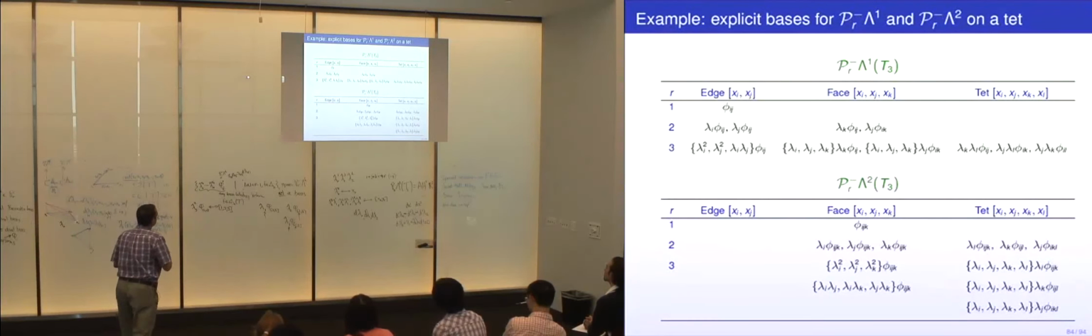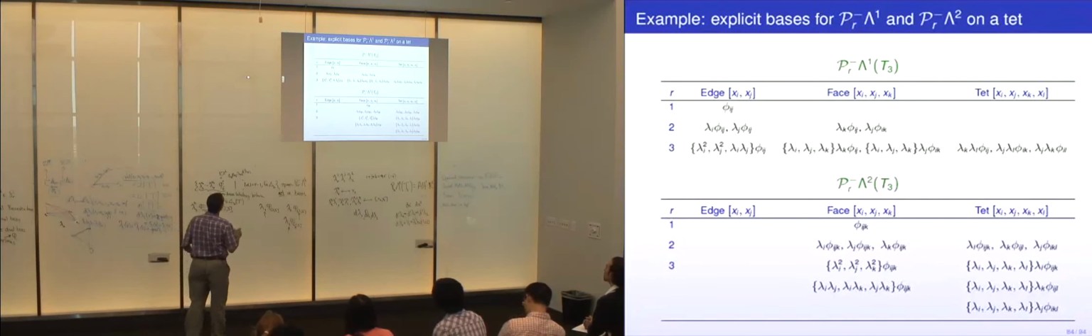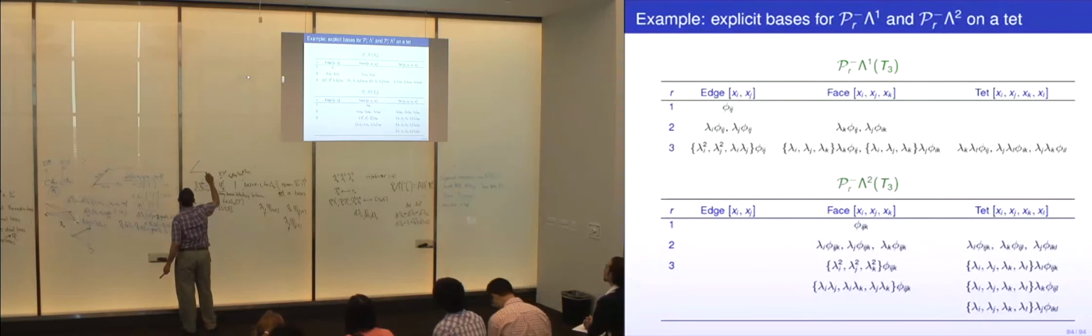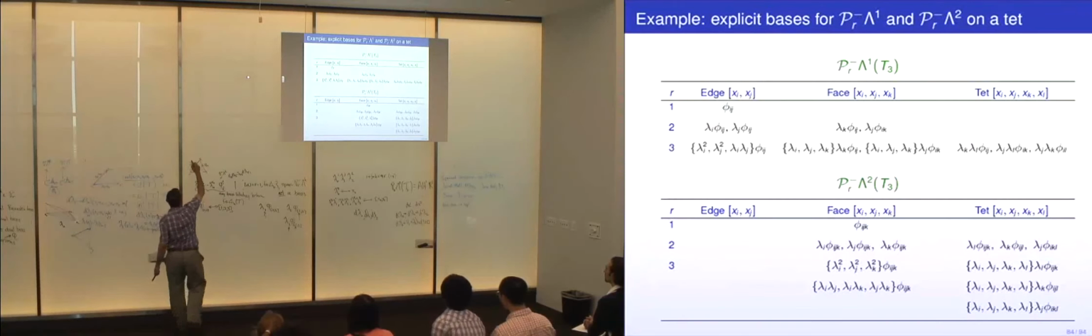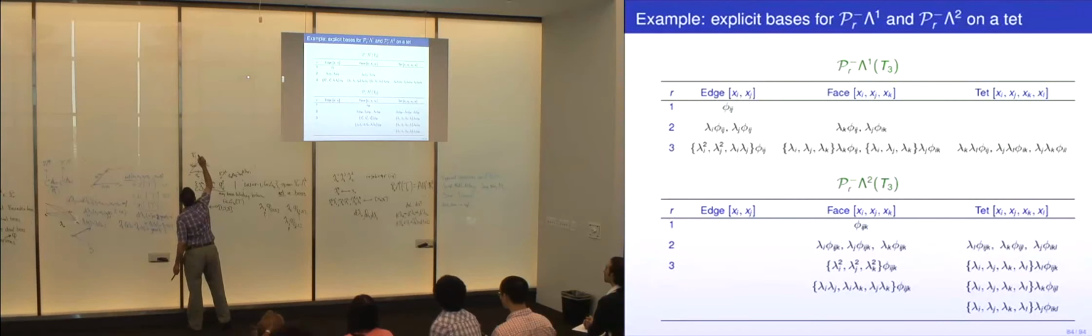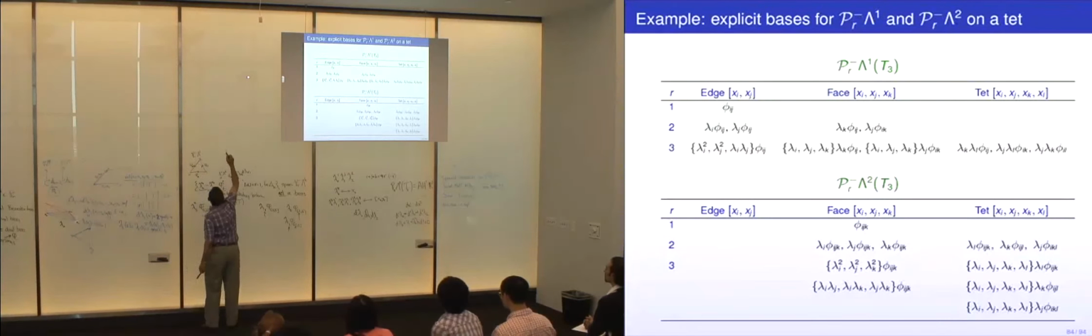So what do we get here? Let's look at the picture in terms of number of degrees of freedom. In the first case, we get 0, 1, 2. We get phi 0,1 here, phi 1,2 here, and phi 0,2 here. And of course, our degrees of freedom are 1 per edge. That's P1 minus lambda 1. If I do P2 minus lambda 1, then I get 2 on each edge.